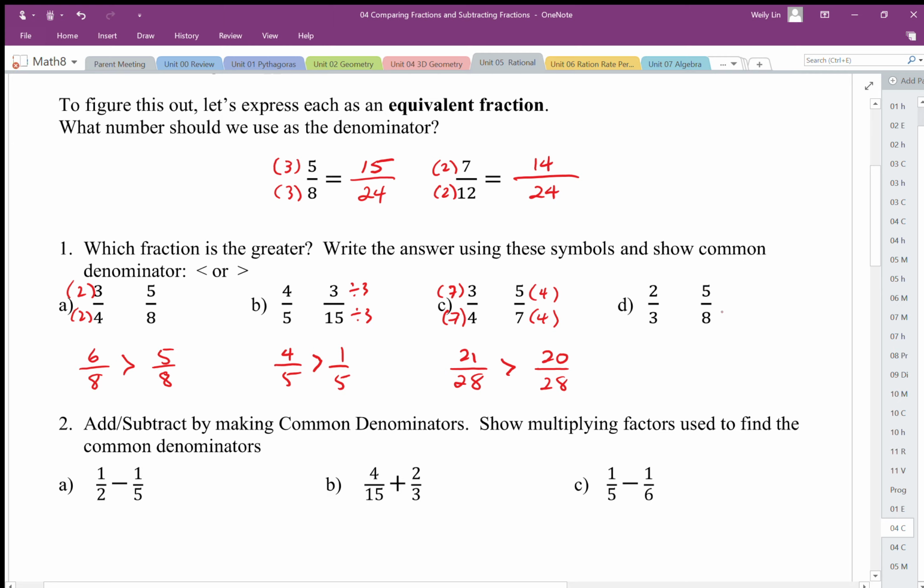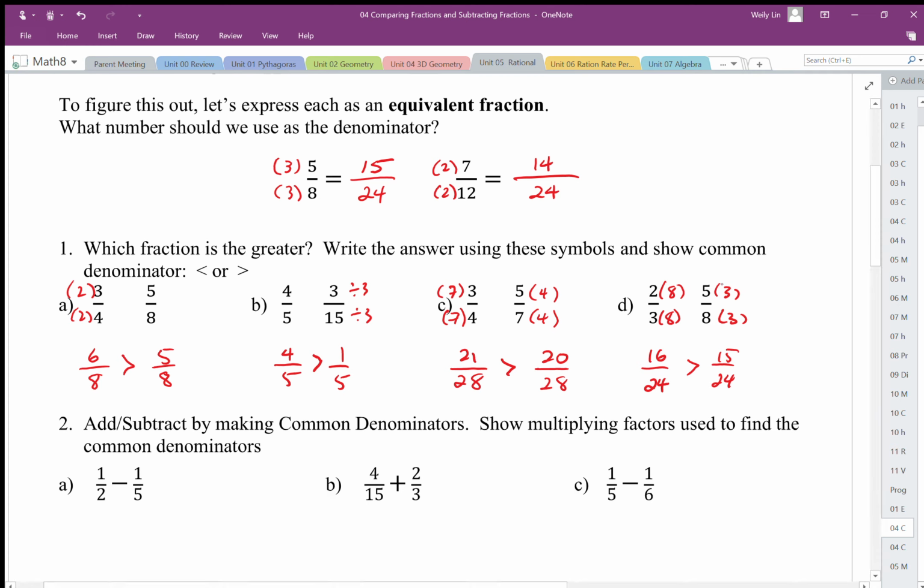The same thing can be done here. We can multiply this one by 8 and this one by 3, because we know that 3 times 8 is the same as 8 times 3. Make sure we balance the fraction off. We have an equivalent fraction of 16 over 24. Here we know that 15 over 24 is equivalent to 5/8. So 16 over 24 is greater than 15 over 24.